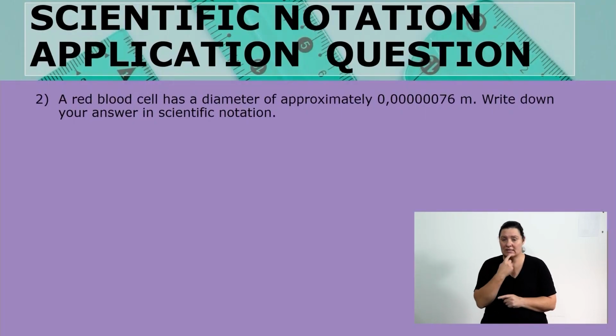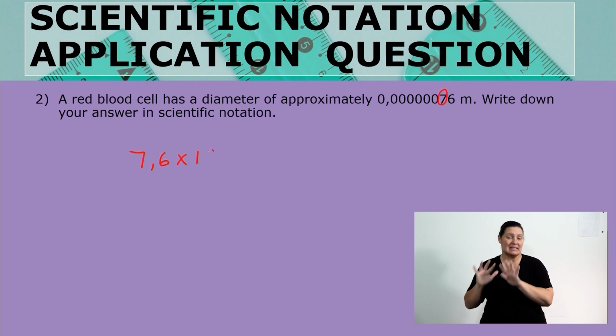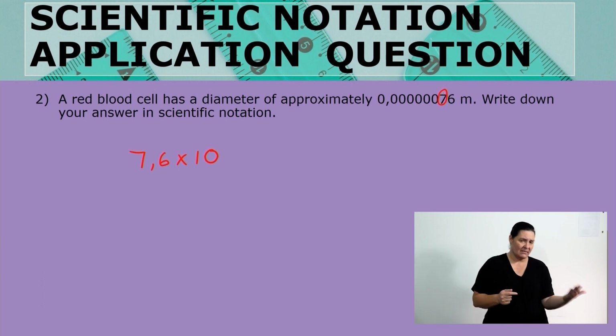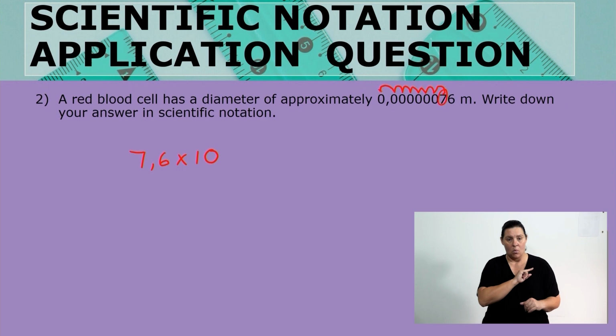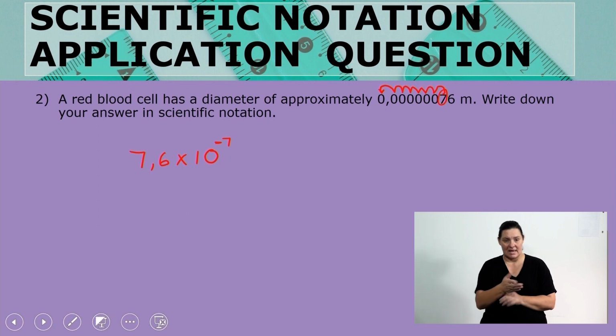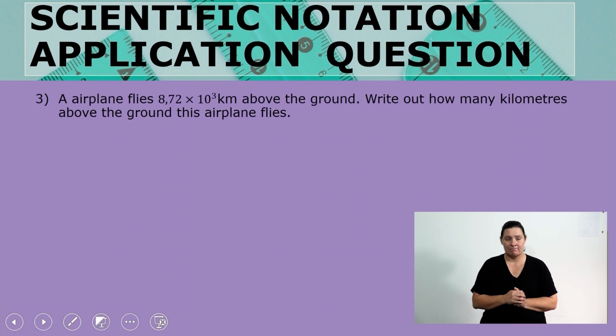So again, we're going to take the first number that is not a 0, and that is 7,6. We're going to multiply it with 10, and we are going to see how many times we shifted our 7 to the ones. 1, 2, 3, 4, 5, 6, 7. And because we are shifting to the left, that is going to be a negative 7. And that is our answer in scientific notation.